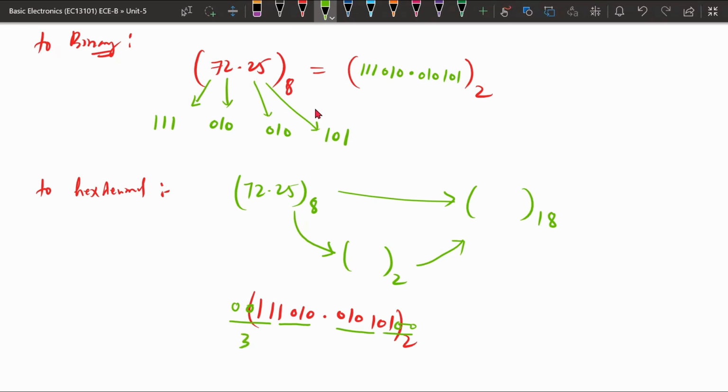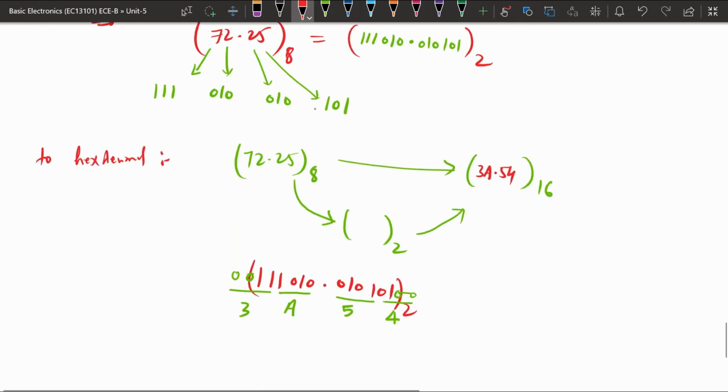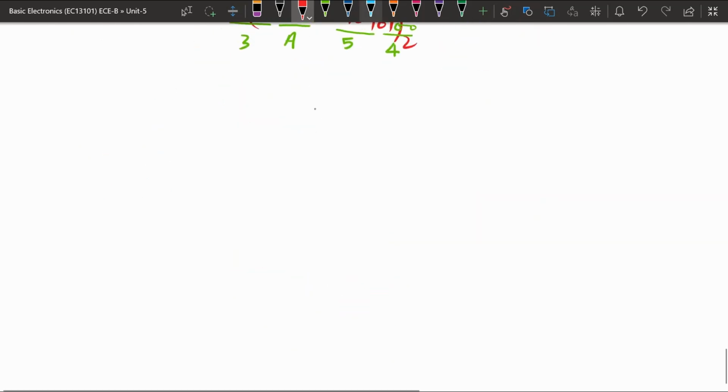Next is 1010, that is 8 plus 2, that is 10. 10 is represented by A in hexadecimal, that is base 16. Then 0101, that is 5. Then 0100, that is 4. So its equivalent will be 3A.54. This is its hexadecimal equivalent.